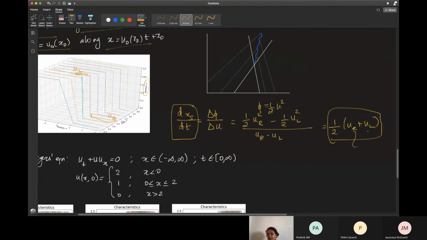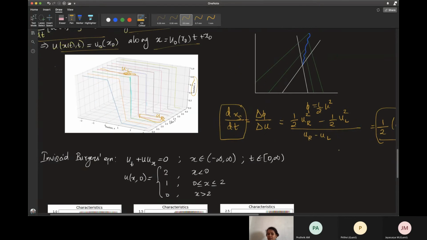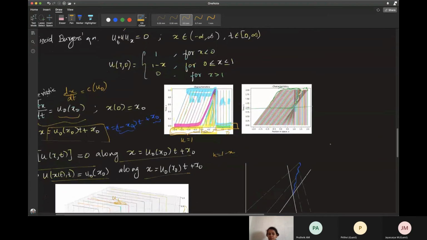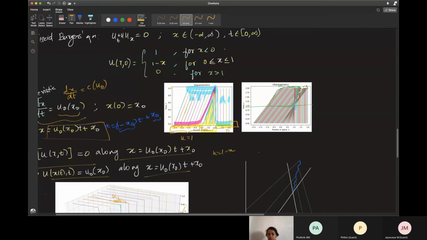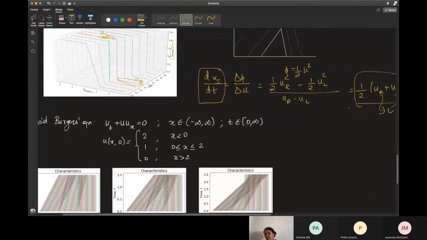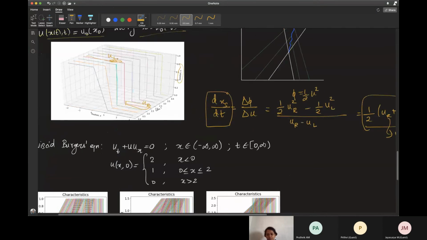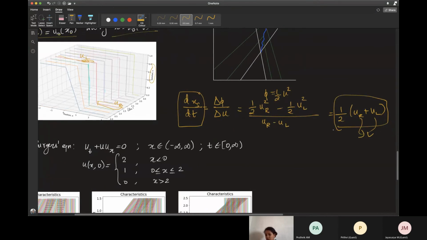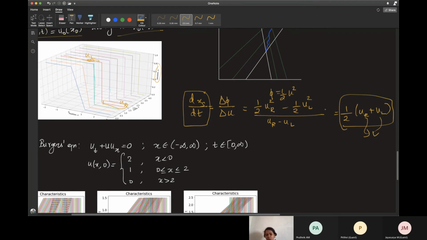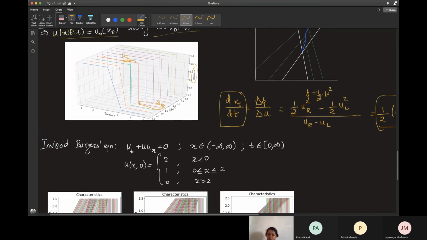Since ur and ul are constants here in this problem, because you have 1 and 0, they are not actually functions of x and t. So the speed of the shock is a constant. Otherwise, if they are functions of x, then at each and every point you will have a different speed. So now we have evaluated the speed of the shock.